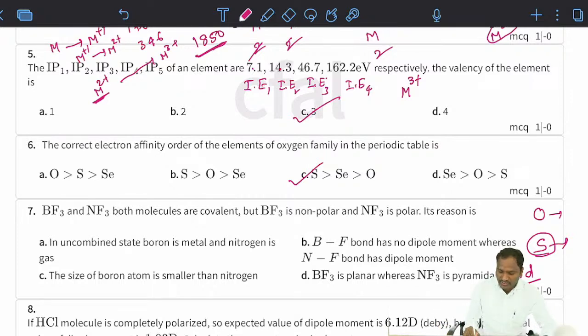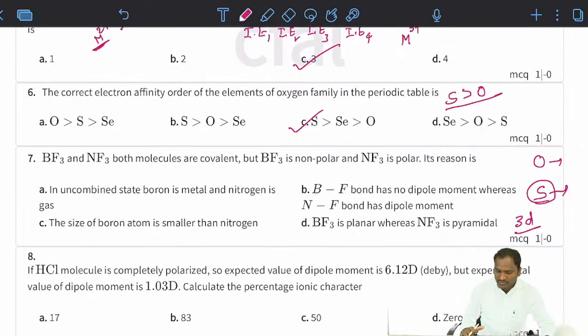Some students write sulfur, next oxygen, and this is not the correct order, students. Sulfur, selenium, oxygen. If you want, NCERT also gives the values. Go through this. Many students make this mistake, writing oxygen very next to sulfur. That happens only in halogens, not in 16th group elements. Sulfur, selenium, oxygen. Clear, students?